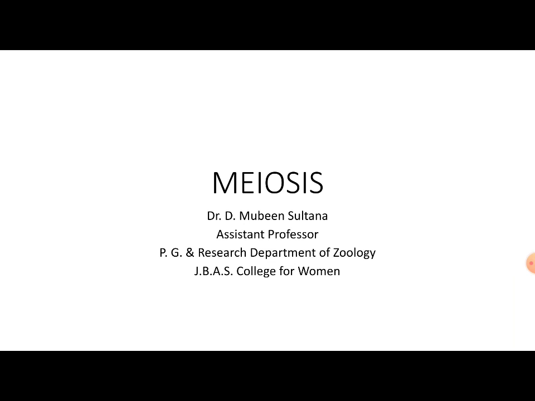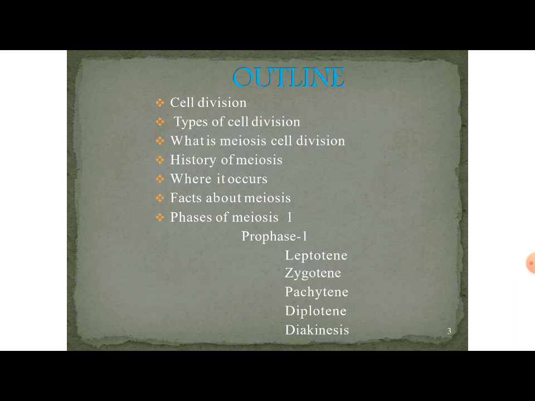Last class we saw what mitosis is, what the cell cycle is, and how mitosis is a part of it. Now we go to the next type of cell division, which is meiosis. When we talk about cell division, there are types of cell divisions, and under that we are going to specifically study what meiosis is, the history of meiosis, where it occurs, and the different phases of meiosis.